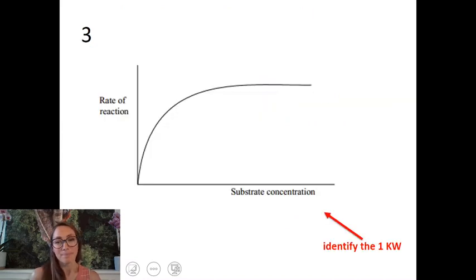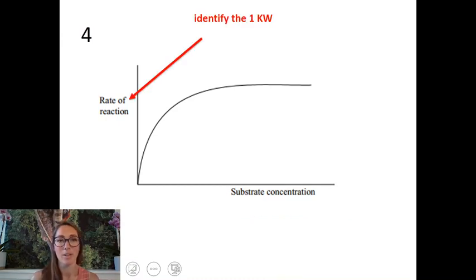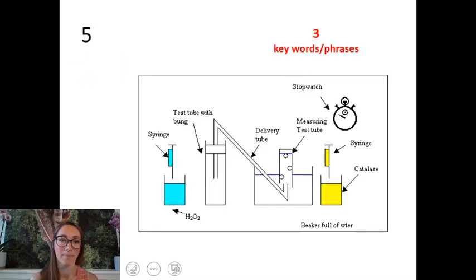Clue number 3. So hopefully we identified that that is the independent variable because it's on the x-axis. Clue number 4. So again, hopefully you identified that this is the dependent variable because it's on the y-axis. Okay, there's 3 key terms for this picture here, so see if you can spot them.